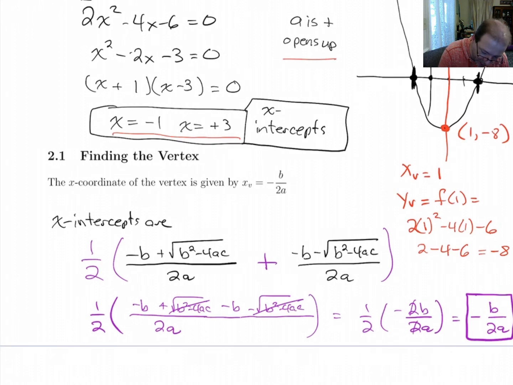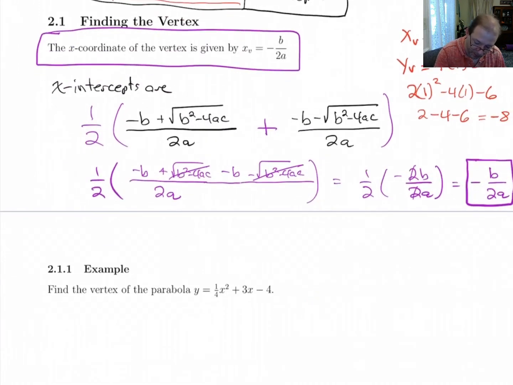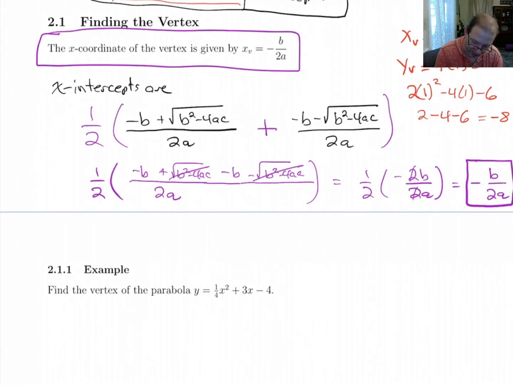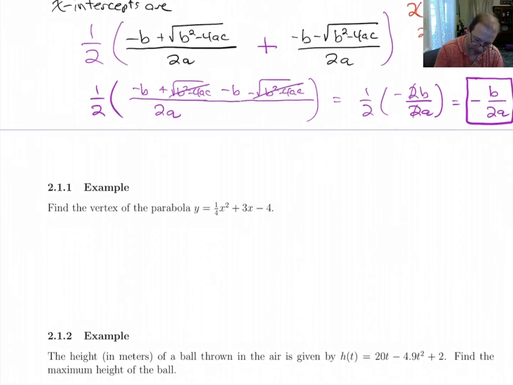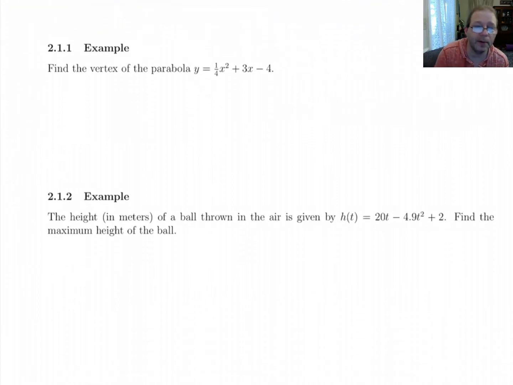Now what I would recommend is just memorize this. It's going to come up often enough that it's good to know. So just memorize that the x-coordinate of the vertex of a parabola is minus b over 2a. Let's do a quick example. Find the vertex of this parabola.